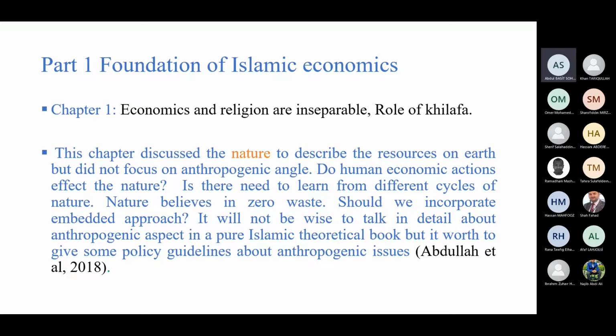So do human economic actions affect nature? This is missing in this chapter. Is there a need to learn from the different cycles of nature?